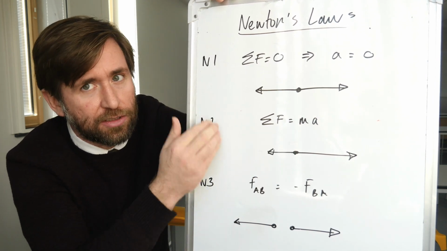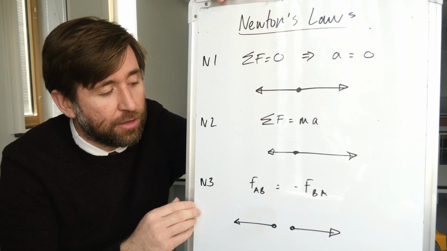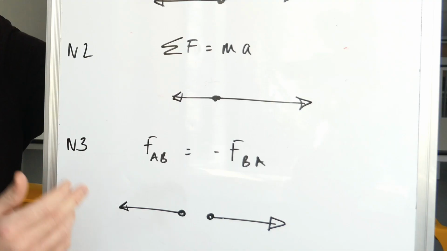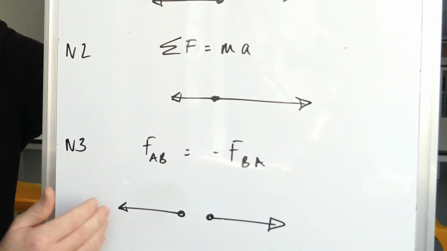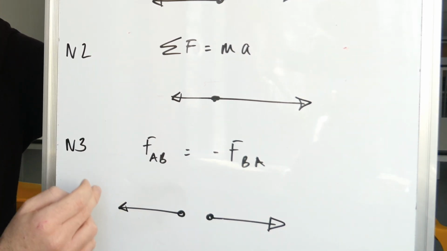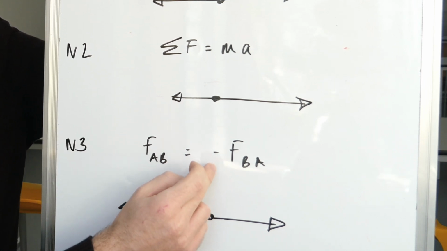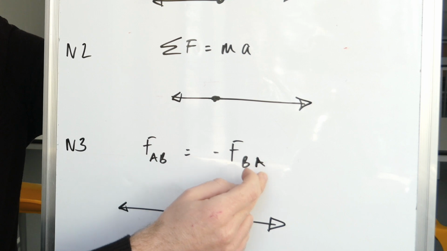So that's Newton's first and second law. They're dealing with forces on one body. Newton's third law deals with action and reaction pairs between two bodies. So that's why it's different. That's why it's useful to remember this little diagram and state it in this kind of way here. The force from A to B is equal but opposite, that's the minus, to the force from B to A.